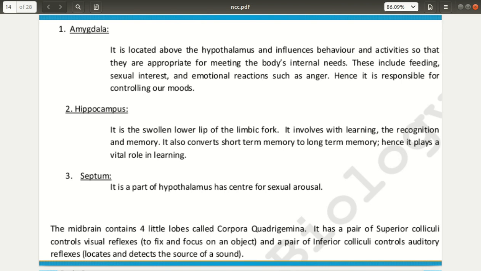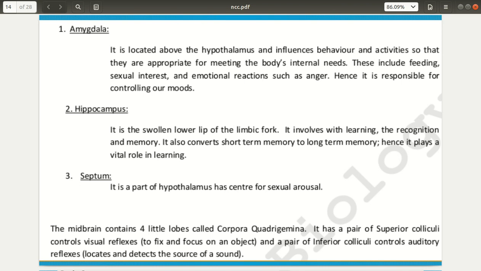These include feeding, sexual interest and emotional reactions such as anger. So amygdala is hence responsible for controlling our moods. Hippocampus, the swollen lower lip of the limbic fork, is involved with learning, recognition and memory. It also converts short-term memory to long-term memory. Hence, hippocampus plays a vital role in learning.